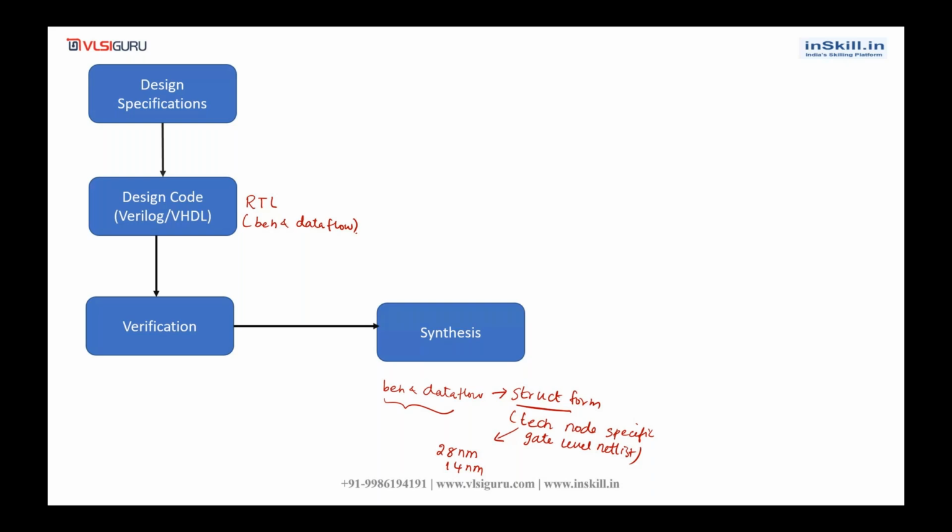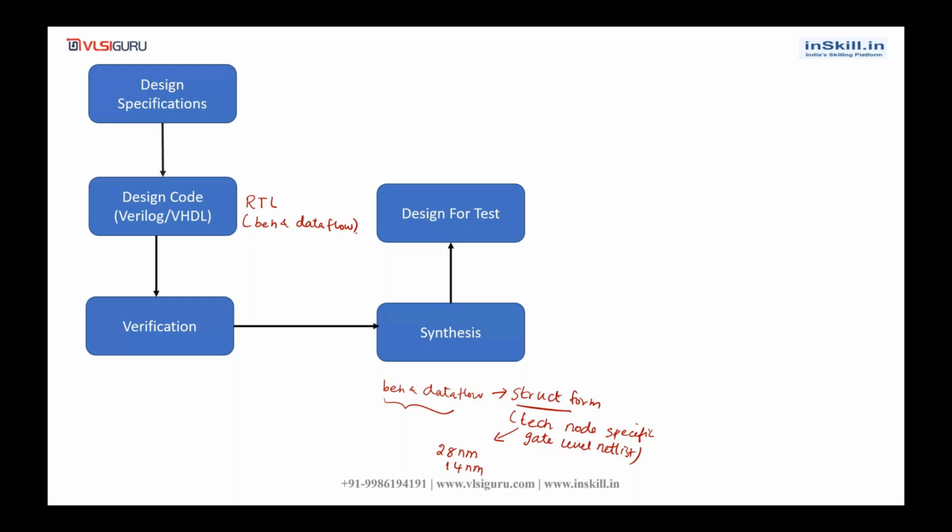Okay. And after synthesis, we have the design for test team, DFT. We insert some test structures in the design during the pre-silicon stage, that is before manufacturing, to help in the detection of manufacturing defects in the chip. So if a particular chip fails after manufacturing, we will be able to tell what manufacturing defect has caused the chip to fail. That is what DFT is.